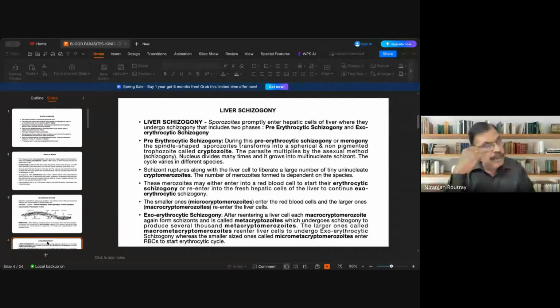What is schizogony? Schizogony is simply the multiplication of the sporozoite that has entered into the human body, after its entry into either the liver cells or the RBC, to develop into a large number of daughter cells through asexual multiplication. So this schizogony results in the increase in their number.